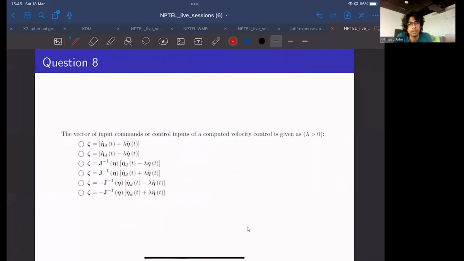Okay. So question 8 is regarding computed velocity control. It says the vector of input commands or control inputs of a computed velocity control is given as follows. Which of the following options corresponds to computed velocity control?